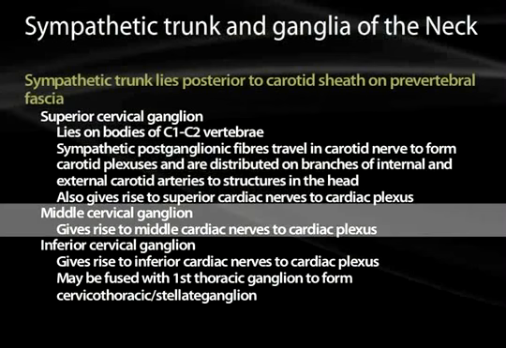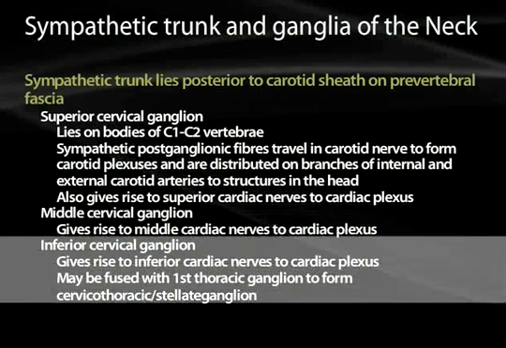The middle cervical ganglia is going to give rise to the middle cardiac nerves towards the cardiac plexus in the thorax, and then the inferior cervical ganglia will give rise to the inferior cardiac nerves of the cardiac plexus, which will also fuse to the first thoracic ganglia to form the stellate.